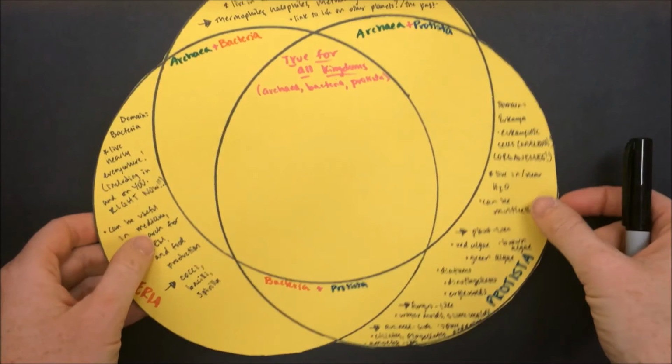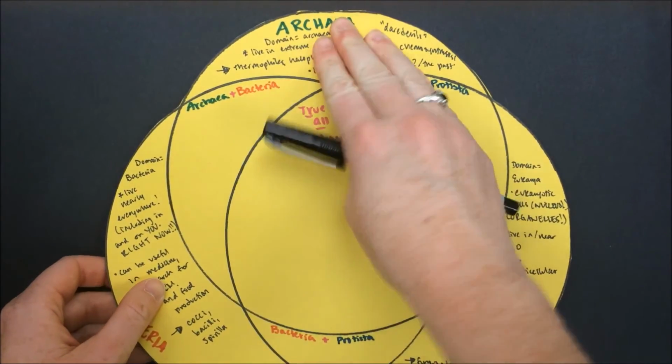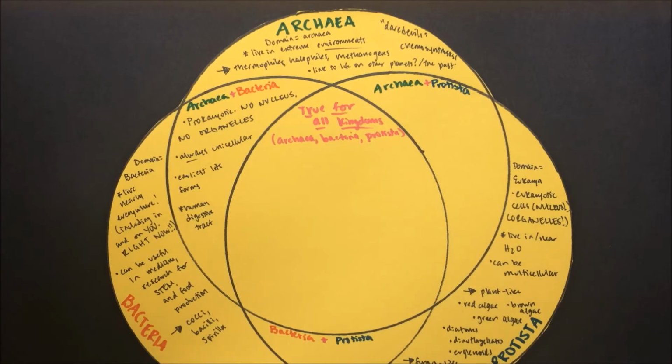Now let's talk about the overlap between Archaea and bacteria. Archaea and bacteria are both prokaryotic, which means that they have no nucleus and no membrane-bound organelles. They are always unicellular and are some of our earliest life forms. Some of them even live in your digestive tract.